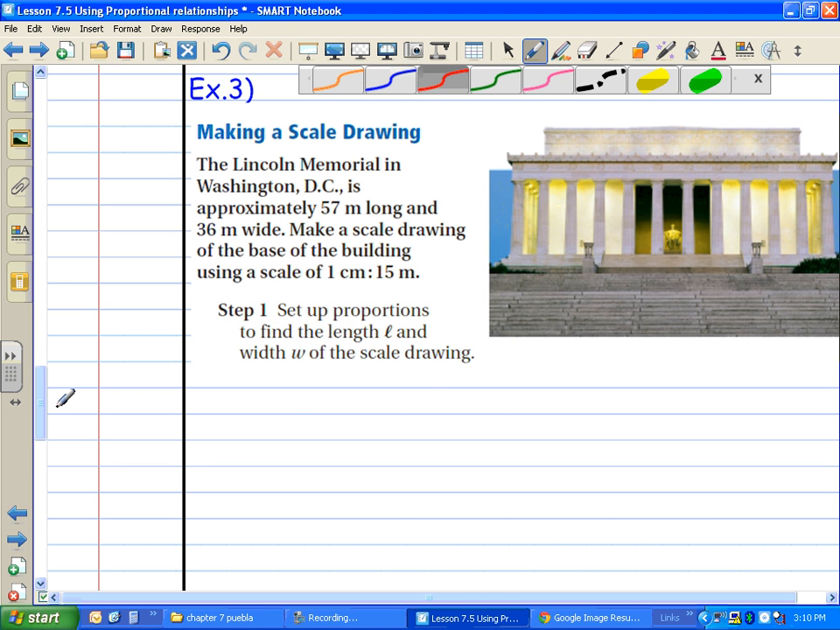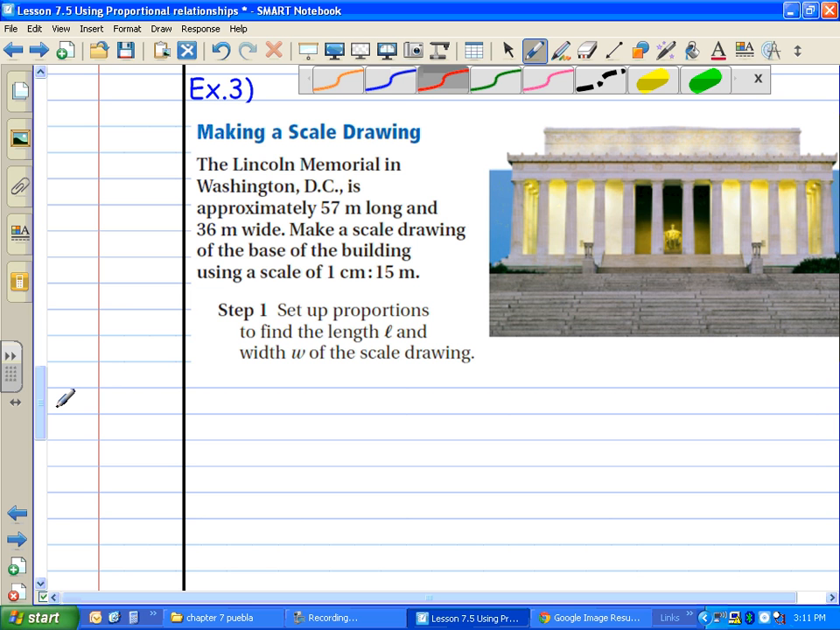It says, the Lincoln Memorial in Washington, D.C. is approximately 57 meters long and 36 meters wide. Make a scale drawing of the base of the building using a scale of 1 centimeter to 15 meters. So they're telling you what the little smaller picture should look like. This is a picture of a big one, obviously, but you're trying to draw a small picture to scale.